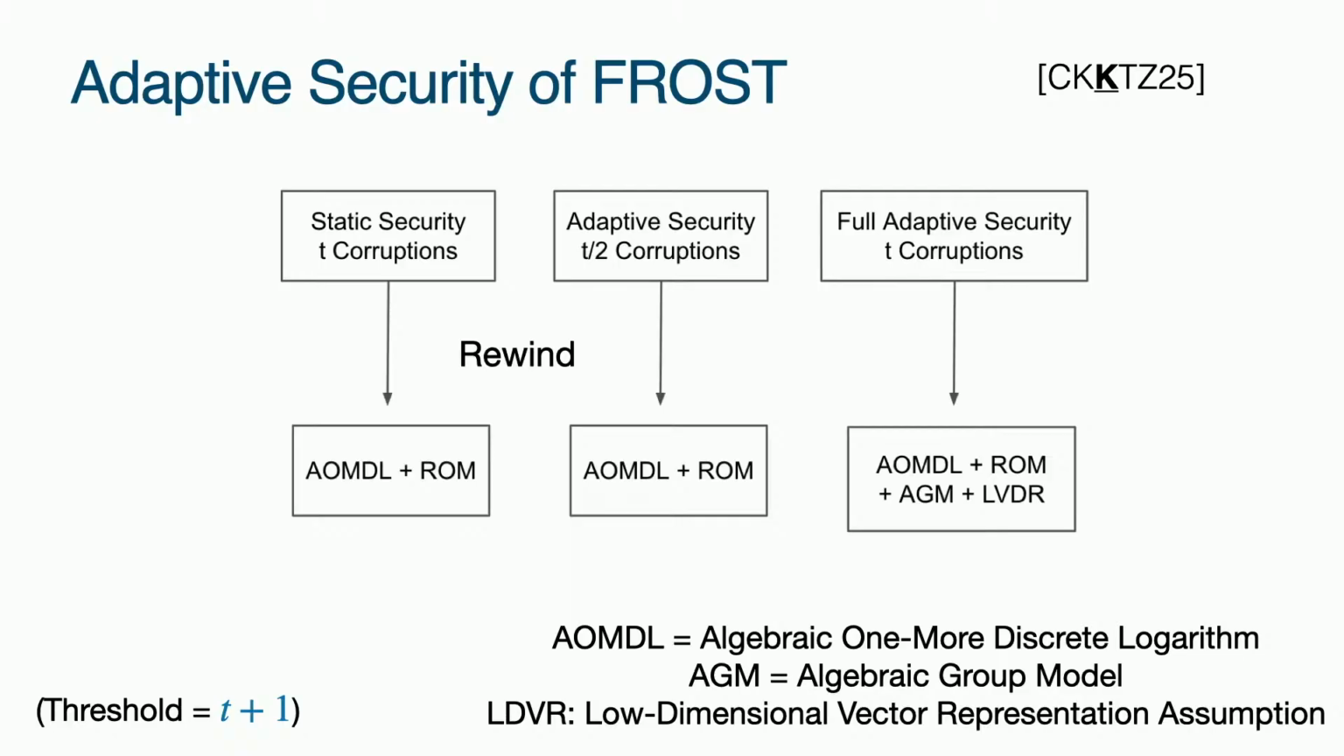Okay? But then when we go to prove adaptive security up to t corruptions, where the threshold is t+1, we need additional assumptions. So in this case, we needed the algebraic group model, and then this new assumption, which we call the low-dimensional vector representation assumption. Again, I'm not going to go into the technicalities of this, but this is a new assumption, and we hope others look at this and think that solving this is not efficient.